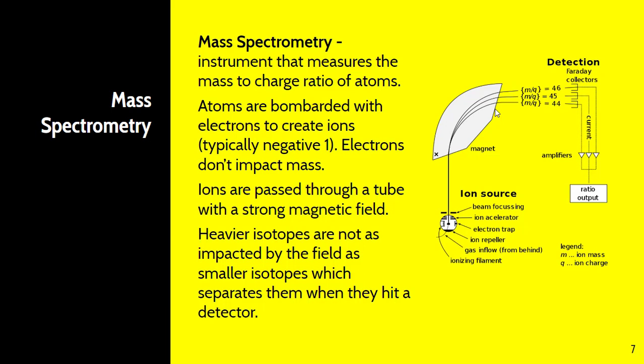That curvature actually allows those individual isotopes to separate. And then there's a detector on the opposite side that detects the number of hits that it takes. And then that actually outputs a ratio that is put into a graph.